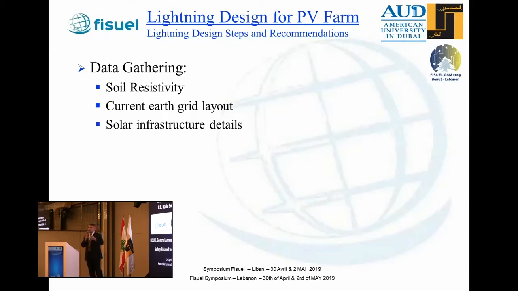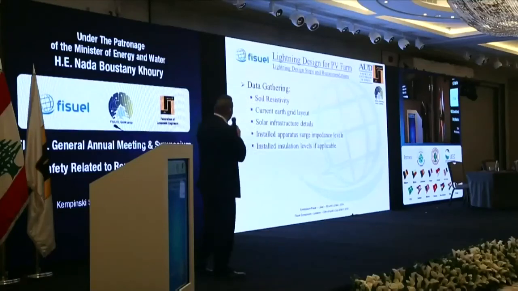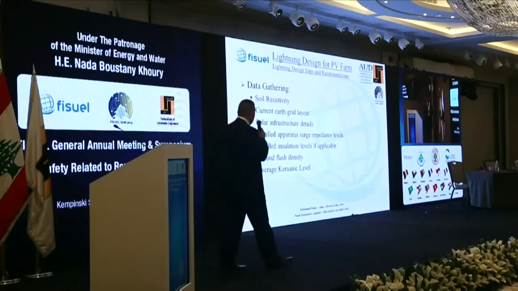Am I protecting one on top of a house? Am I protecting one element with axis tracking? Or am I protecting a solar farm? The height and the width of it, the installed apparatus surge impedance level. So I have an already existing system, or I have the design. Someone, as the design engineer, will provide me with a single line diagram with the electrical design. I need to know all this information: the installed insulation level, ground flash density, and finally the keraunic level.